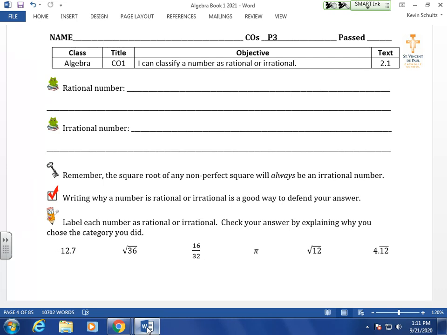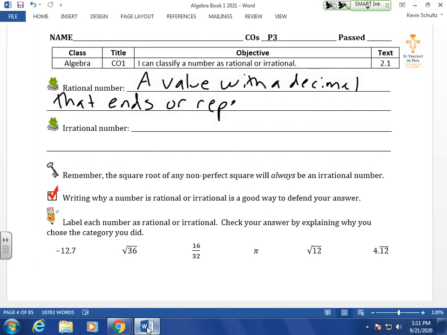Okay? A rational number is a value with a decimal that ends or repeats. A rational number is a value with a decimal that ends or repeats.